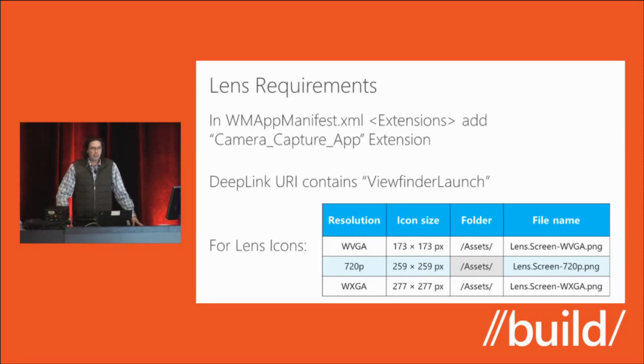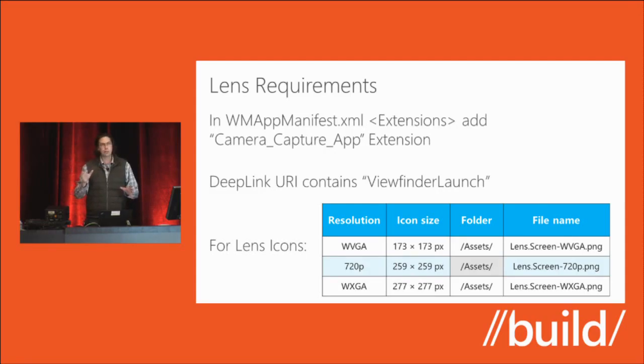As I mentioned, the WMAppManifest.xml file is central to this, and in fact, it's central to many of the things that I'm talking about today. And in this case, adding the Camera Capture app extension will cause your application to become a lens. It'll appear in that list, and basically we'll take care of the work. The launching from the camera picker into your app, when it comes from that screen, will come with a viewfinder launch text inside of the deep link URI that you get.